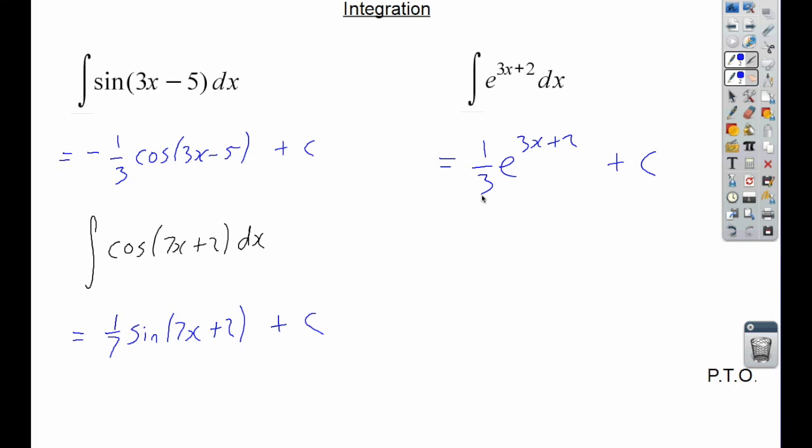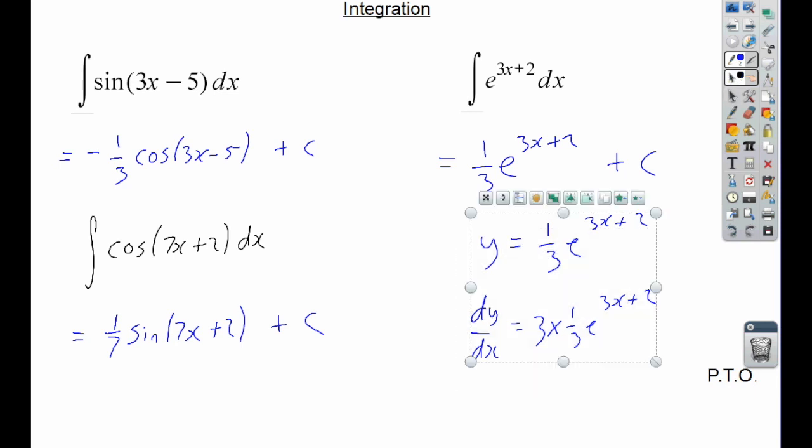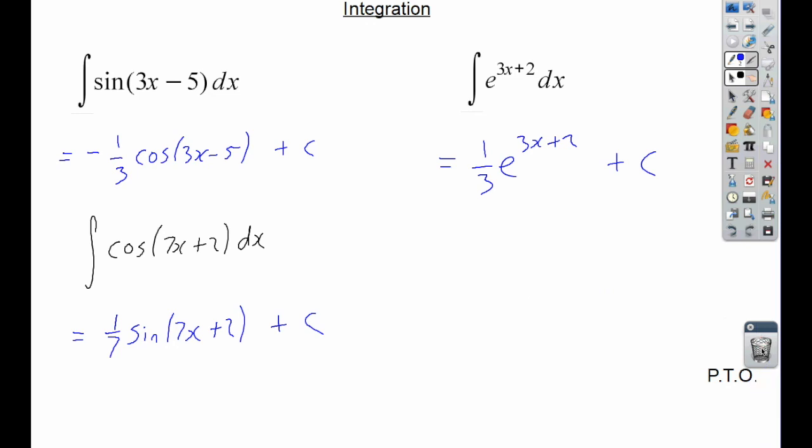And if you're not too sure about that, you can check by differentiating. So that's quickly done, you see. If y is 1/3 e to 3x plus 2, I won't put the plus c, then dy dx is going to be equal to, let's differentiate that, 1/3 e to the 3x plus 2, because the power doesn't change, differentiate the power, you get 3, so times that by 3, and you can see you get e to the 3x plus 2. So that checks that works for us. Okay. All right, let's have a look at a couple more examples.